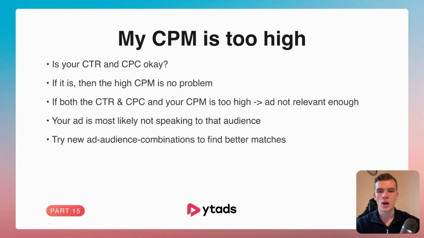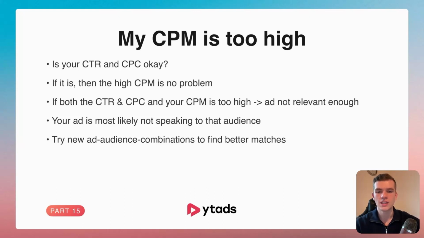My CPM is too high. CPM stands for cost per mille, the cost per 1,000 impressions. If your CPM is too high, look at your CTR. Is your click-through rate and your cost per click okay? If it is okay, then the high CPM is no problem, because the cost per click is more important. If the cost per click is okay, we don't even care about the CPM. We only care about the CPM if the cost per click isn't okay.